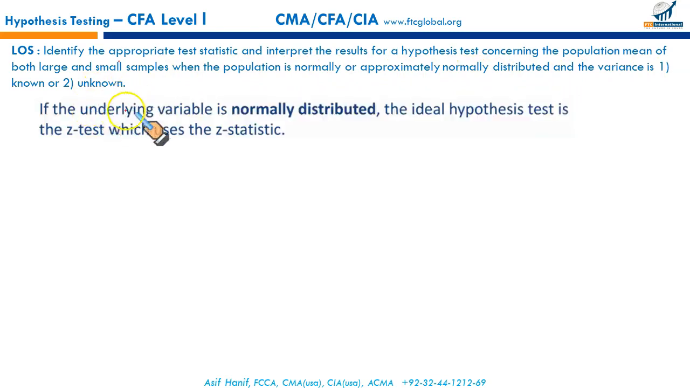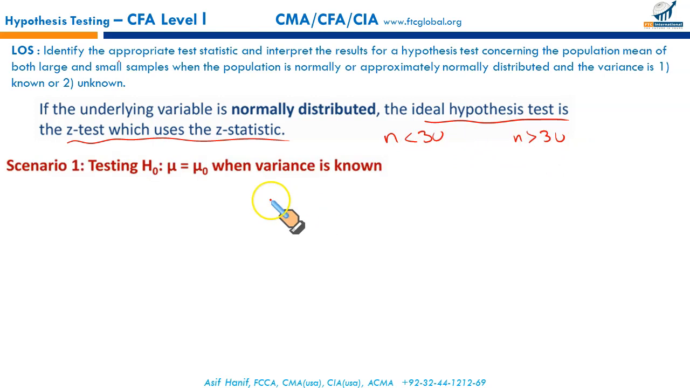In the first case, if the underlying variable is normally distributed, the ideal hypothesis test is the z-test, whether n is less than 30 or greater than 30. So in this case, our null hypothesis is mu equal to the hypothetical or assumed mean. When variance is known, we use the z statistic. This is how we calculate the z-score. X bar represents the sample mean, mu naught is the hypothesized mean of the population, sigma is the standard deviation of the population, and of course root n is the square root of the sample size.